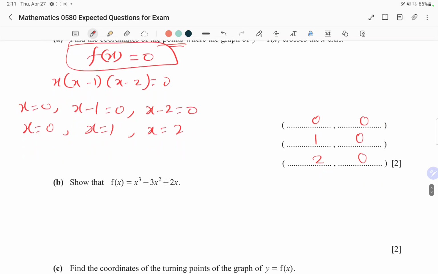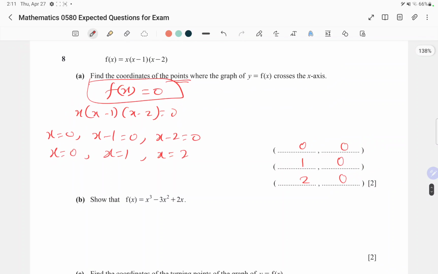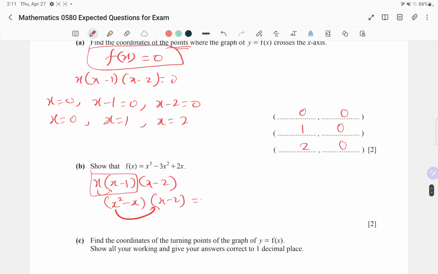Right? Now come to the next question. Show that f(x) is this. So it's again very simple. You need to just multiply x times x minus 1 times x minus 2. Just deal with these two brackets first. So x times x is x squared, then x times 1 is x, and then x minus 2. Now take x squared times x, which is x cubed, minus 2x squared, minus x squared plus 2x. So this is x cubed minus 3x squared plus 2x.